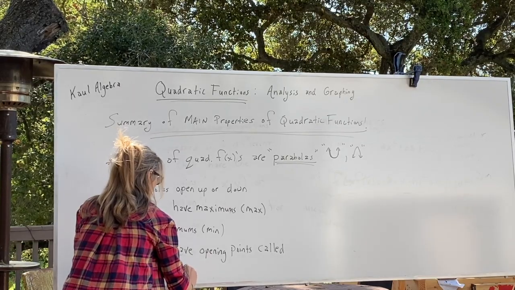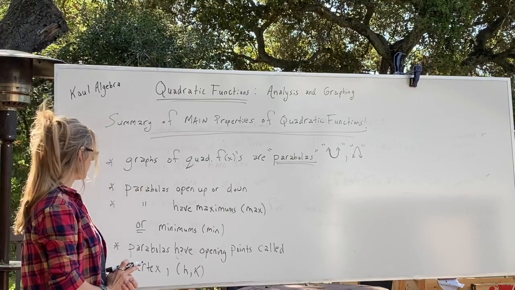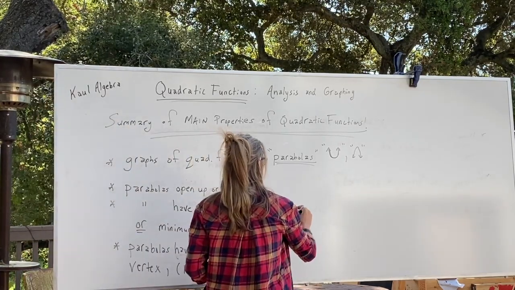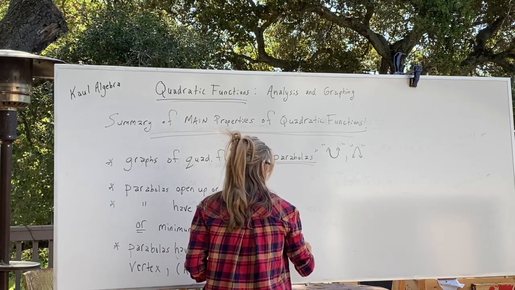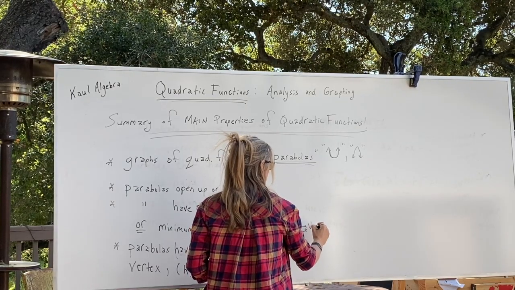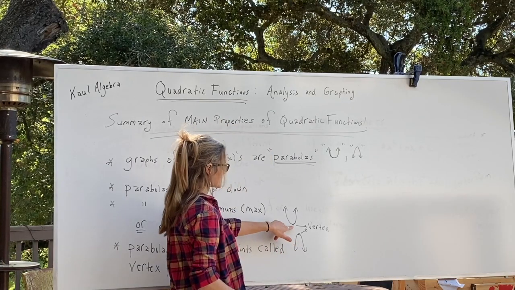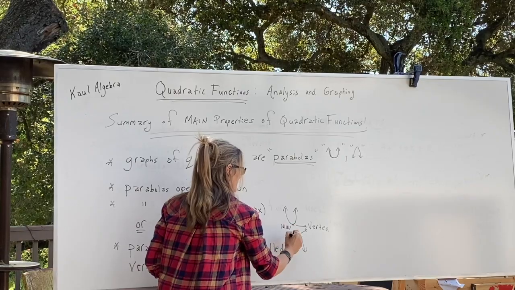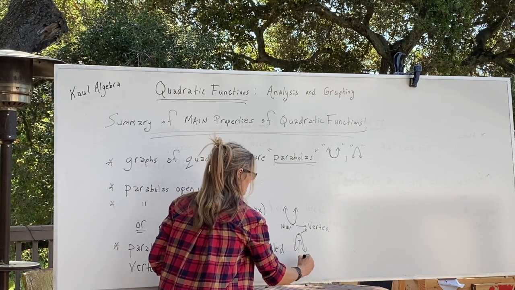Which is your h, k value that we showed in the earlier format. Okay, so they have an opening point. So this opening point would be here or here. This is your vertex. And if you notice here, this is a minimum. And this right here is also a maximum.